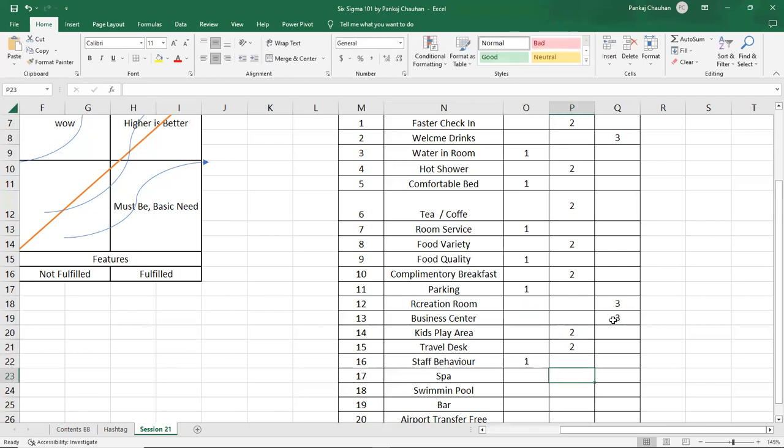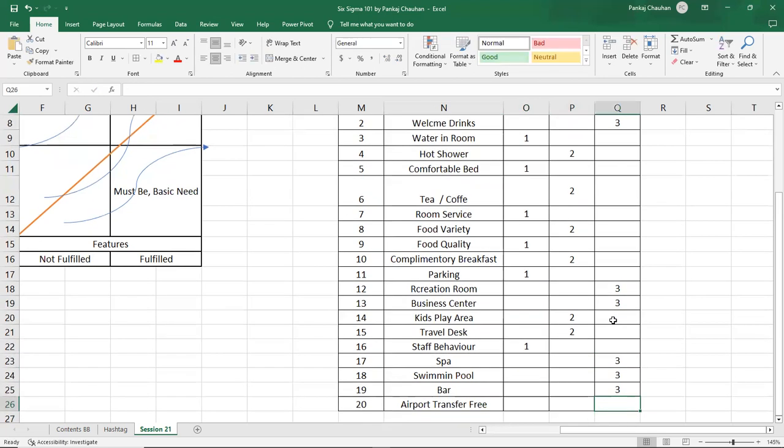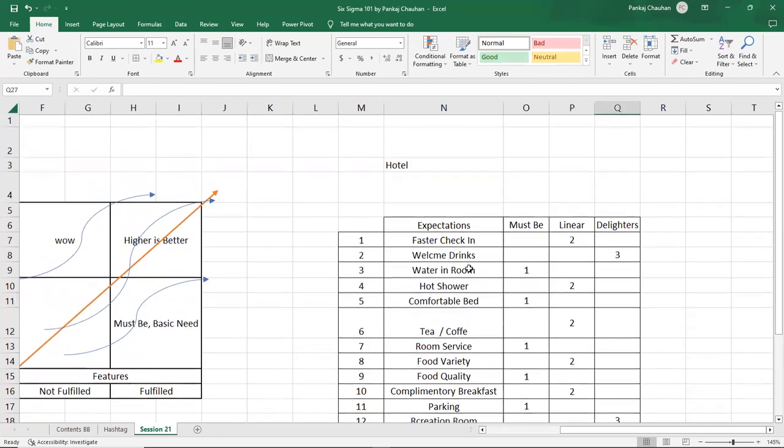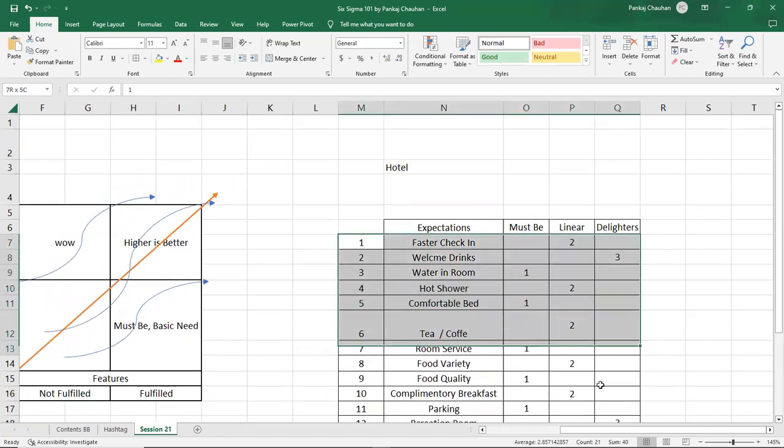Spa is something, it's a leisure, so I will mark this in the wow. Swimming pool is a wow category. Bar is in a wow category. But yes, definitely bar can be kind of must-be for some people as well. Airport transfer, if it's free, it will be kind of wow. So like this is the feature. All those are 20 features I listed for a product.